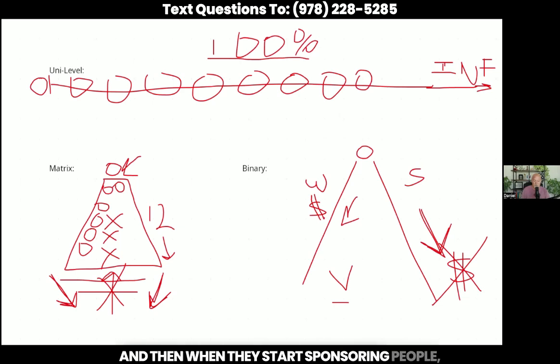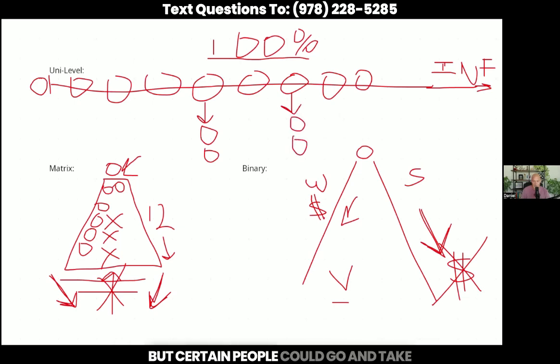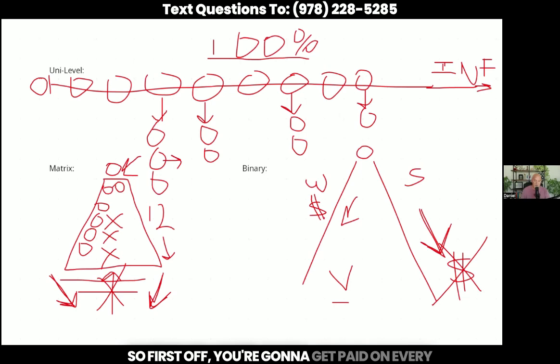And then when they start sponsoring people, they're going to sponsor people who sponsor people. And then that could carry down. Not everyone's going to take action. We understand that, right? But certain people could go and take action and bring in other people, okay? So here's 100% transactional compared to not being transactional. And again, these people could go out this way too, whatever. So first off, you're going to get paid on every single person that you bring in. You're going to get a direct commission. And pardon, I know that it's getting a little messy here on the board, but you can understand where we're going here if you watch this from the beginning. You're going to get paid on every single person that joins.